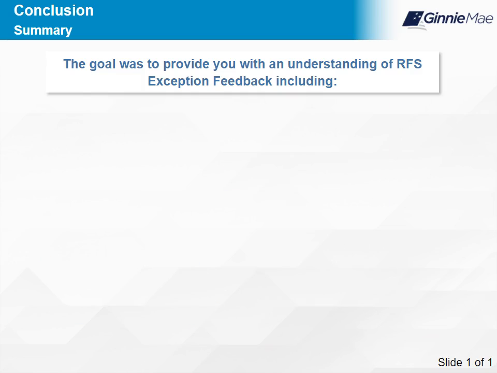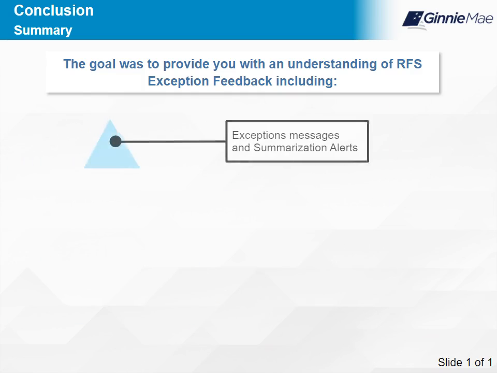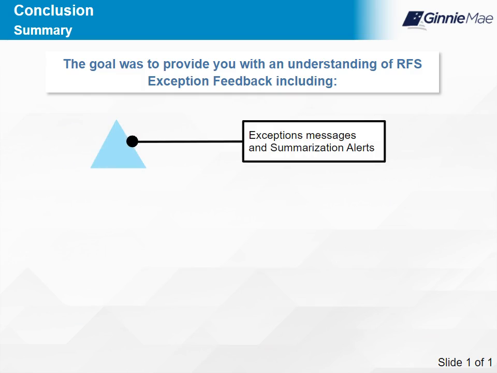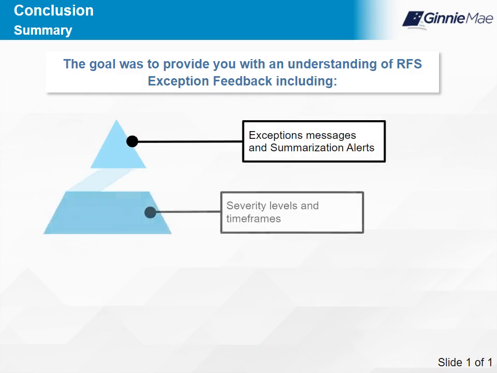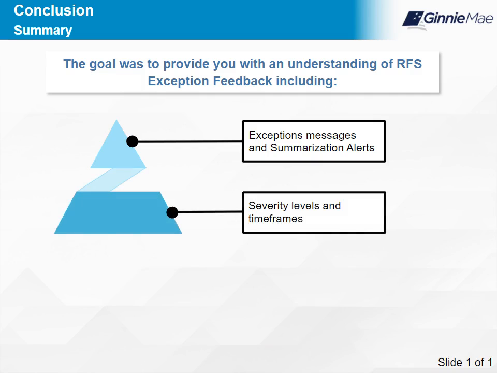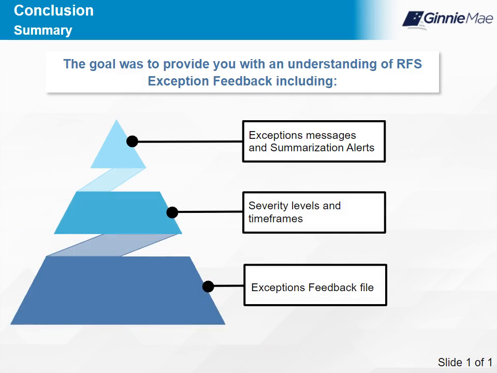You should now be able to do the following: define common exceptions messages and summarization alerts. Distinguish the severity levels and timeframes for RFS exceptions. Finally, list steps to retrieve and download the exceptions feedback file. This concludes the training. You may use the exit button to leave this presentation at this time.